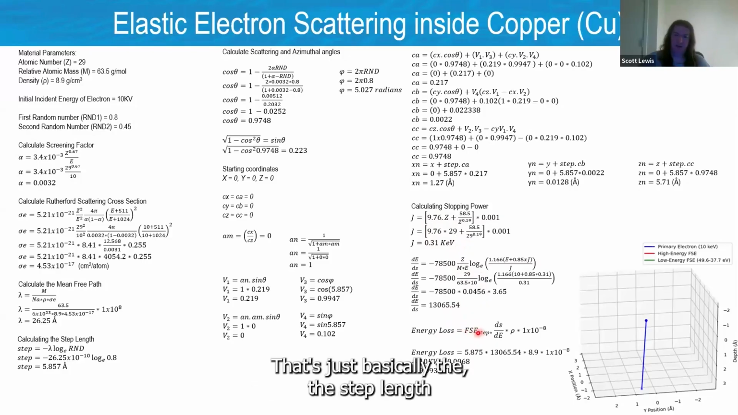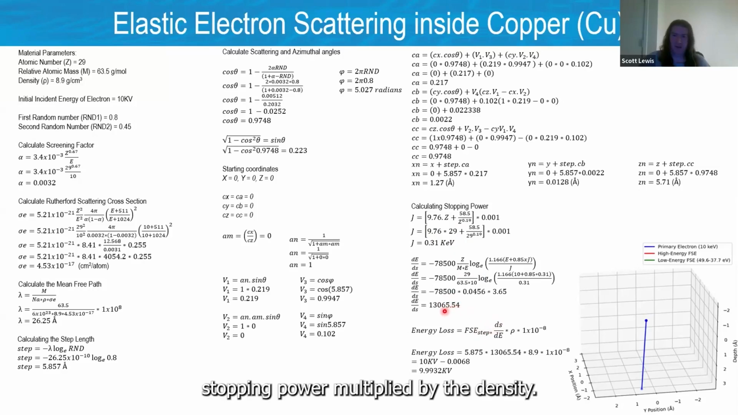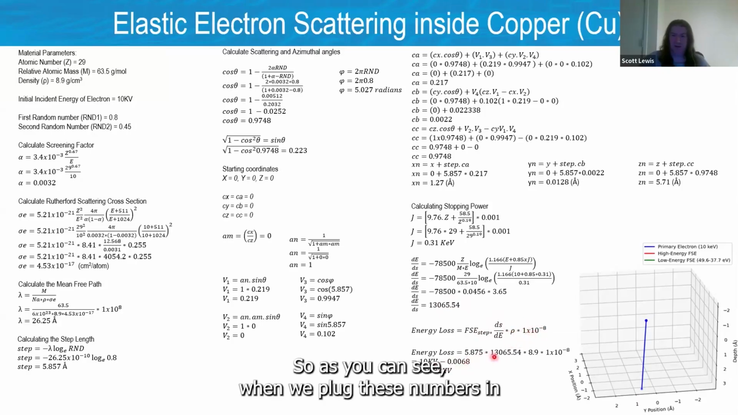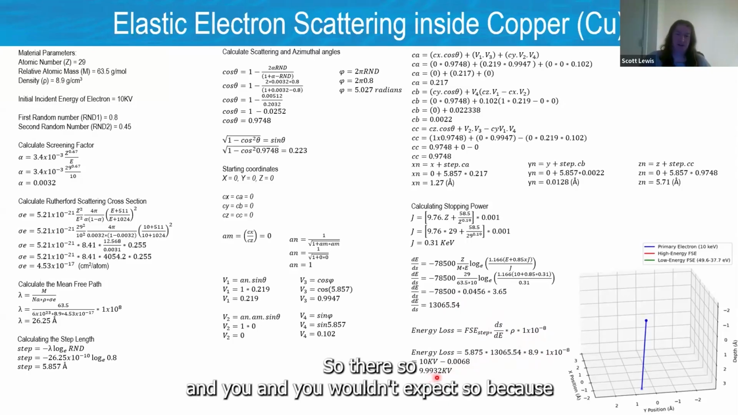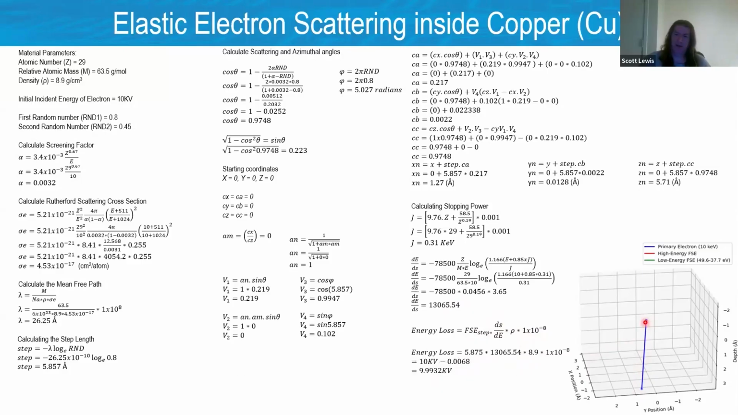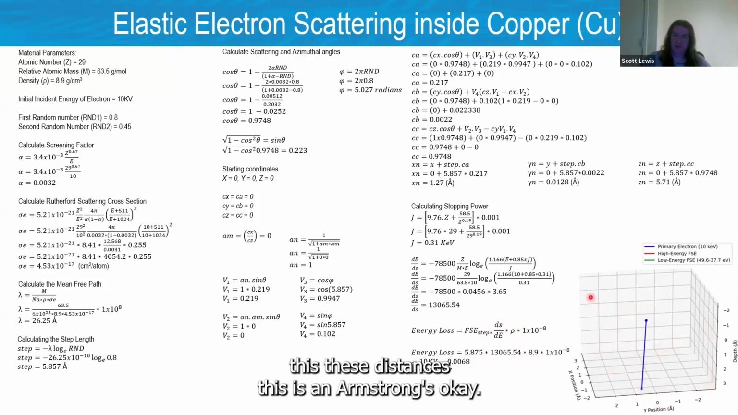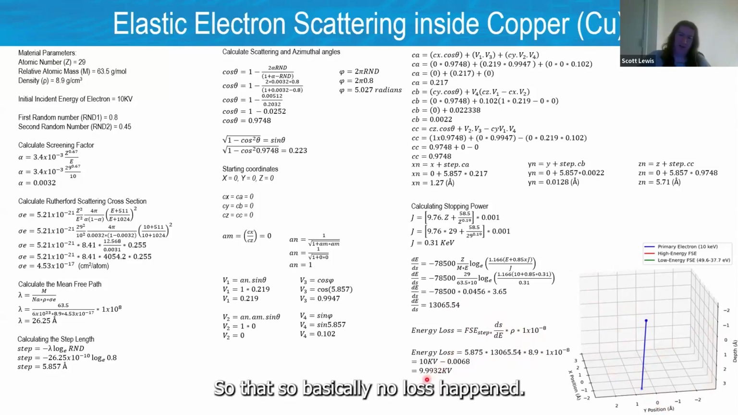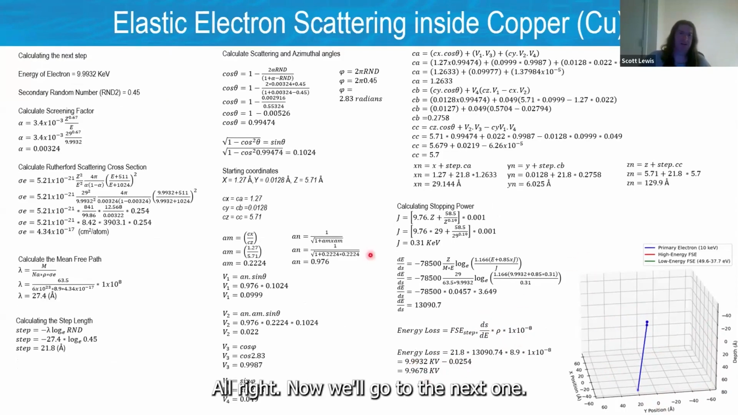That's just basically the step length multiplied by this stopping power, multiplied by the density, and then we've got a scaling factor here. Okay, so as you can see, when we plug these numbers in, not a lot happens. So you wouldn't expect so, because even though this looks like a long line, when we plot that, that's actually quite small. These distances are in angstroms. Okay, so basically not a lot has happened. Right, now we're going to do the next one.